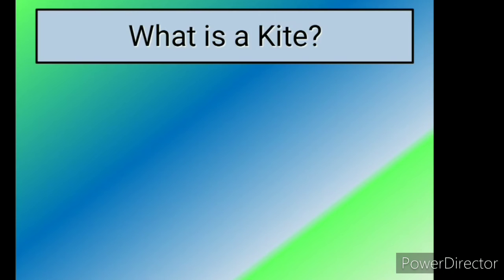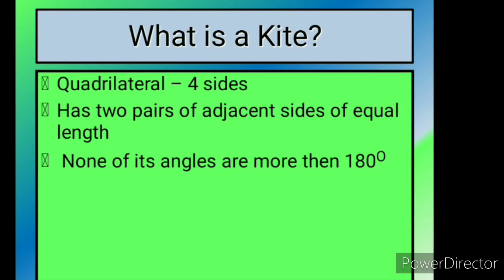Next type. What is a kite? It is a quadrilateral. It has four sides. It has two pairs of adjacent sides of equal length. Till now, we learnt opposite sides are equal, but only in a kite, adjacent sides are equal. None of its angles are more than 180 degrees. In a kite, the angle measure should be less than 180 degrees, not more than 180 degrees.